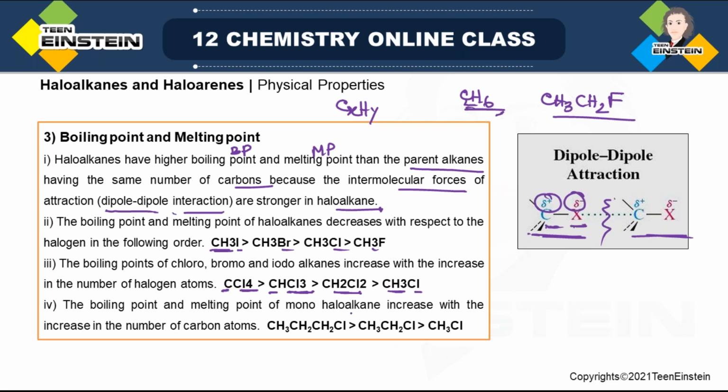And the boiling point and melting point of monohaloalkanes increase with an increase in the number of carbons. So keeping the number of halogens the same and the halogen nature the same, if you are changing the number of carbons, then the mass of this alkyl chain is increasing. It is 3 carbon, it is 2 carbon, it is 1. So again, because of the increase in molar mass, boiling point and melting point are increasing.